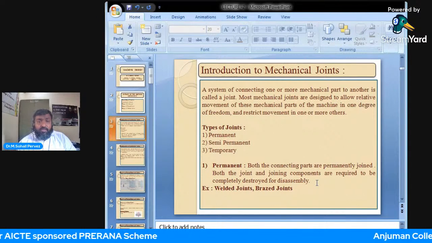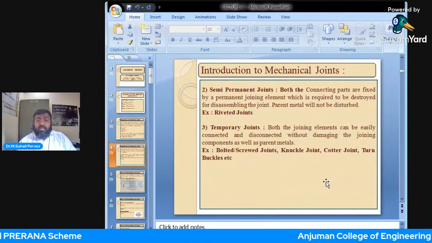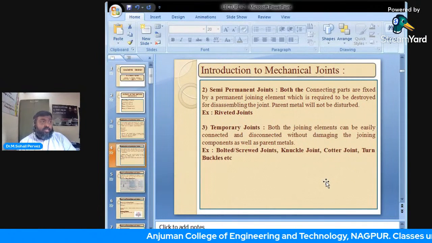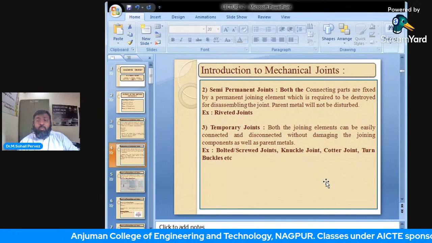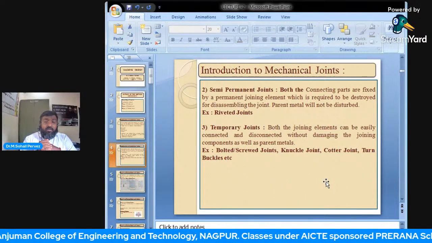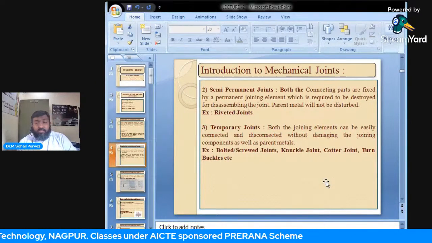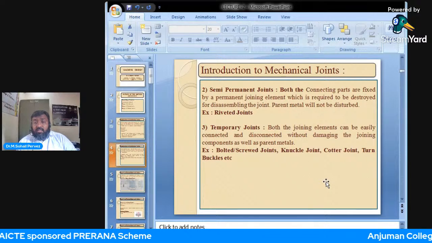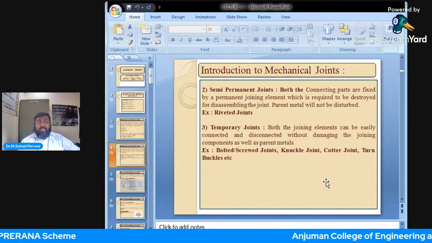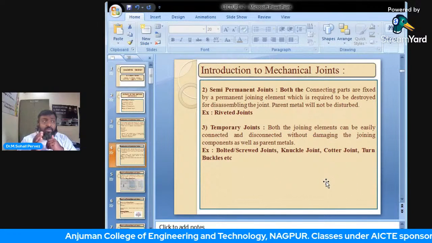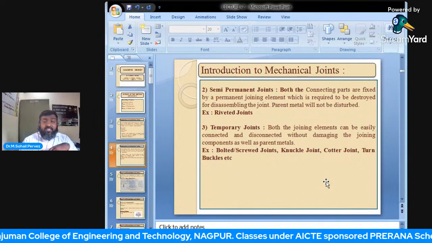The next type, which is again very important, is a semi-permanent joint. When we say semi-permanent, it means that both the connecting parts are fixed by a permanent joining element, which is required to be destroyed for dismantling the joint. The parent metal will not be disturbed.